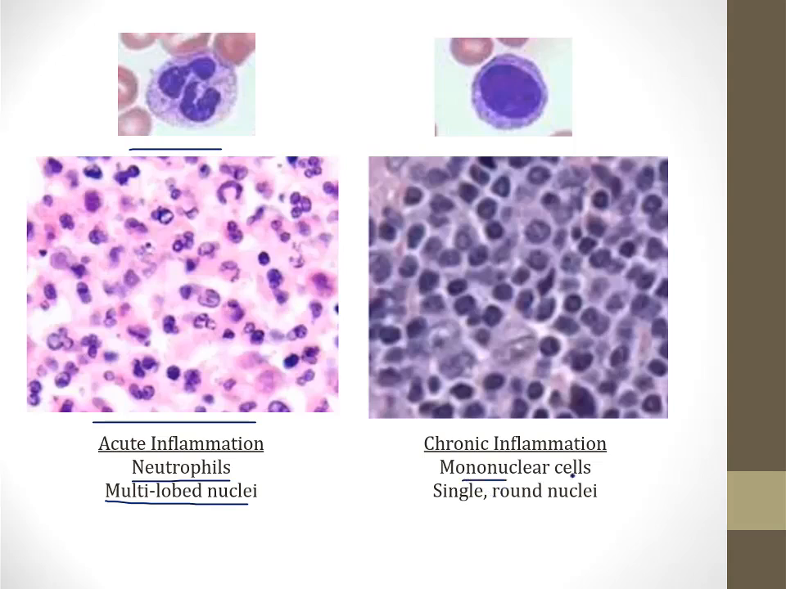Instead, all you see are mononuclear cells with a single round nucleus, and that's because the monocyte macrophage shown at the top of the screen is the hallmark cell of chronic inflammation.